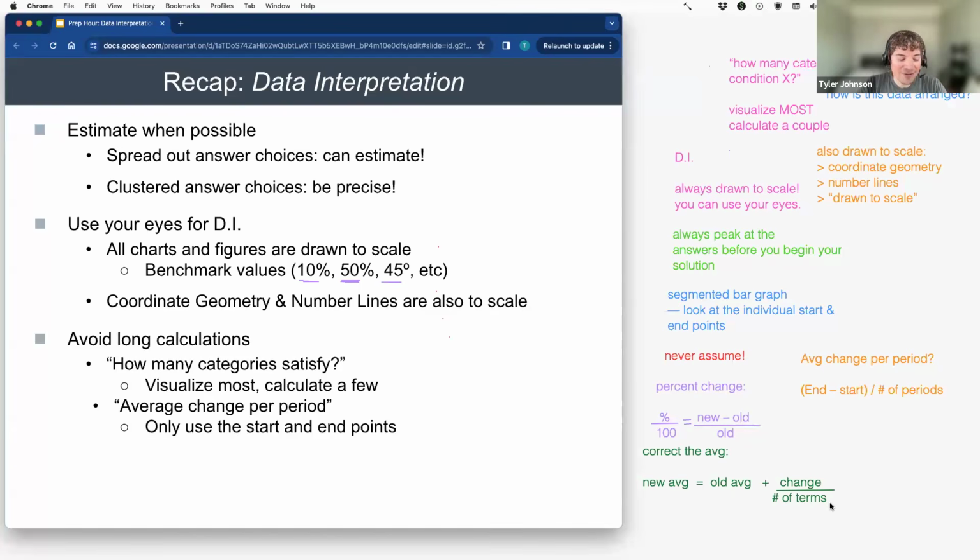And if at any point you find yourself doing a huge calculation, you got to pump the brakes and ask yourself if there is an easier way. On that problem we just looked at, the really tough one with Canada, if it's how many categories satisfy some condition, you're going to be able to visualize most of what those are. And then you should only need to do the hardcore calculations on a couple.